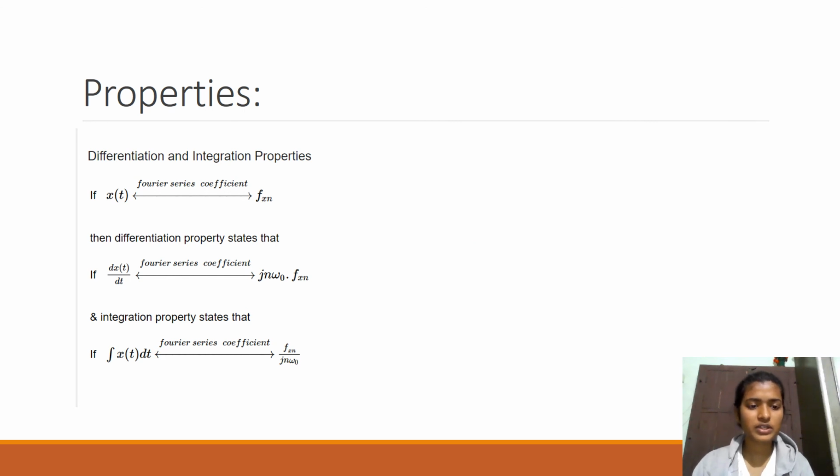And the other property is the differentiation and integration property. If we differentiate any function, then its coefficient simply gets multiplied by j n omega naught with the initial coefficient. And if we integrate, then it simply gets divided by j n omega naught.